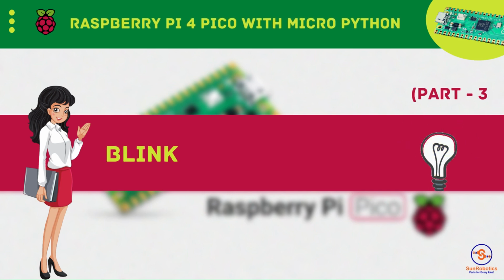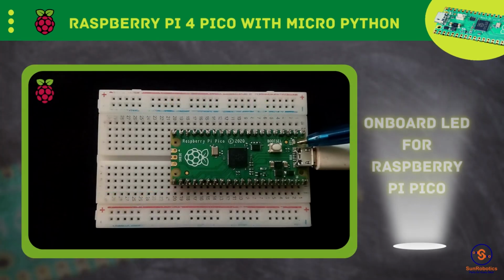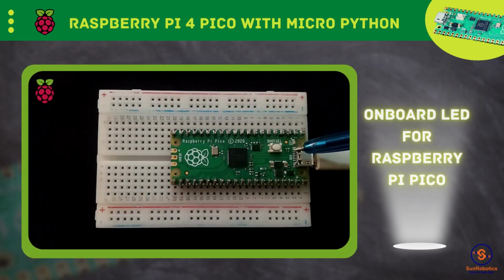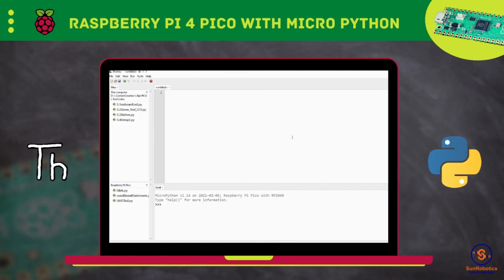Hello everyone, in this video, we will be looking at how to blink an onboard LED. This is the onboard LED for the Pico board. This is connected to GPIO pin number 25. Let's look into the code.